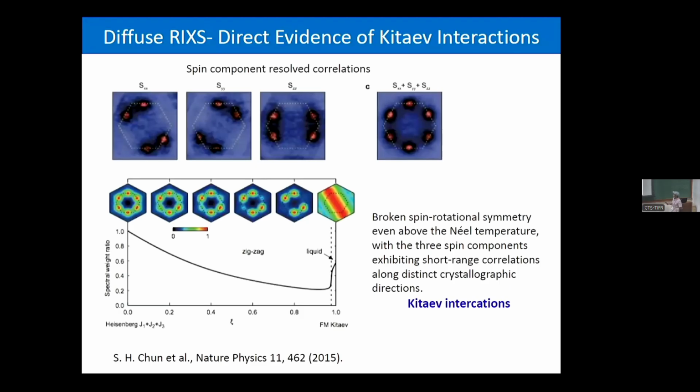So this broken spin rotational symmetry, even above the Néel temperature, with the three spin components exhibiting short-range correlations along distinct crystallographic directions, was actually strong evidence of Kitaev interactions, the real space and spin space coupling to each other.